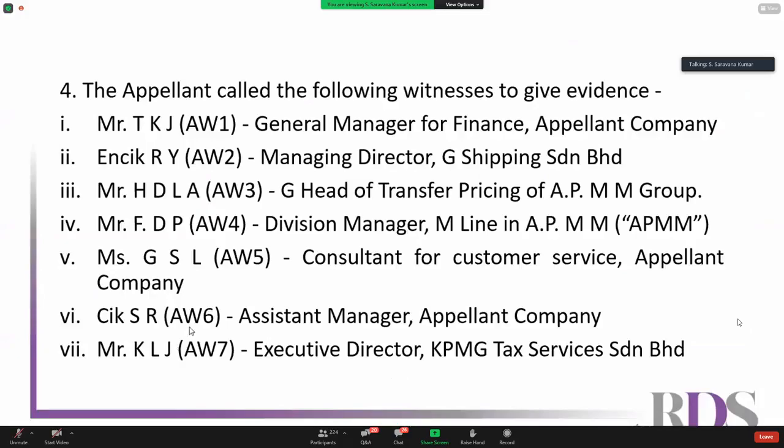We called 7 witnesses to court. We called the finance GM. We called the managing director of another shipping company. Witness number 3, AW3, is a group head of transfer pricing of the Danish company. Then, of course, number 4 is a gentleman from Denmark as well, on the operations side. 5 is a former employee who became a consultant. 6 is an assistant manager. Number 7 is an expert witness, a partner of KPMG in this case.